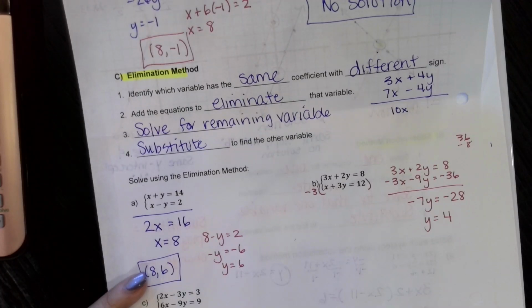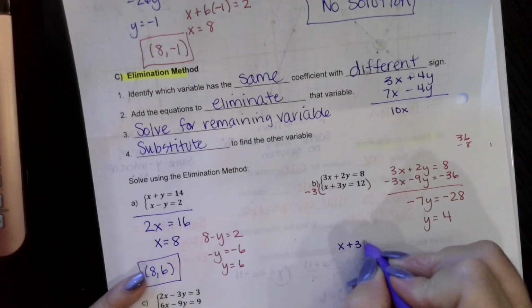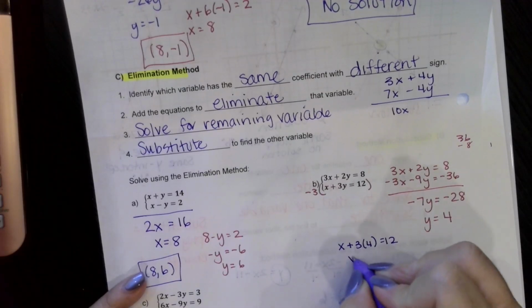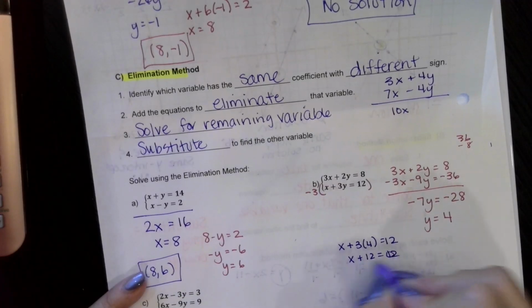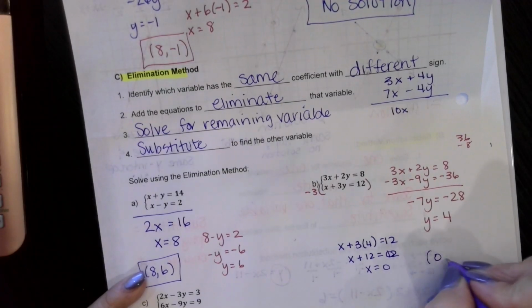All right, so next step, I substitute it back in. It doesn't matter which equation. So if I do that right here, I would have x plus 3 times 4 equals 12. So x plus 12 equals 12. I subtract this and I get x equals 0. So my ordered pair is 0, 4.